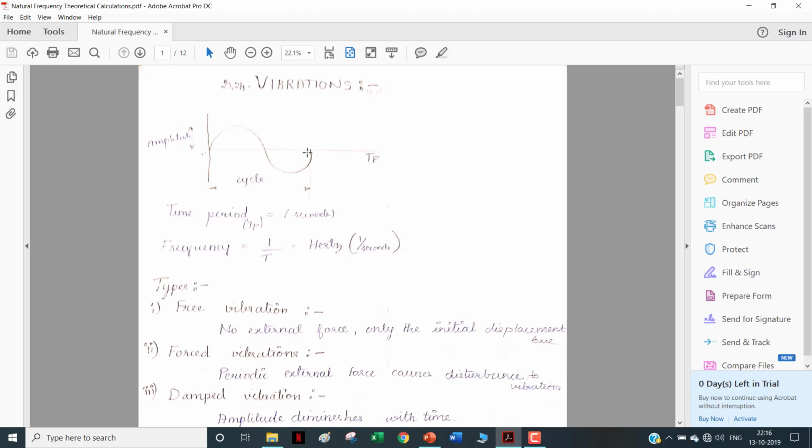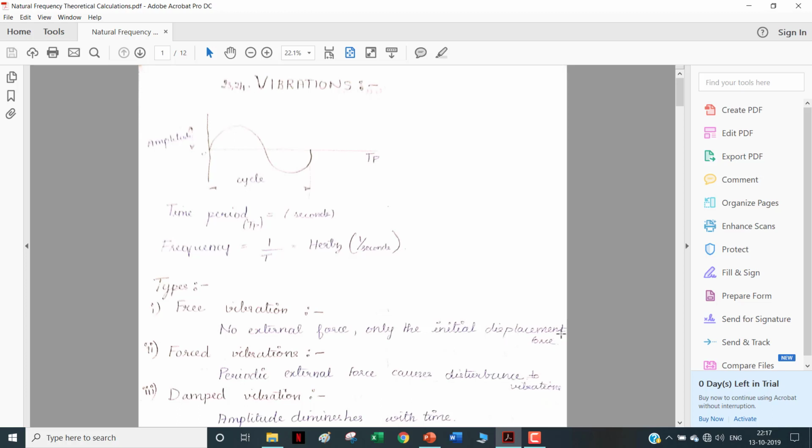Okay, so this is a basic introduction about vibration. Based on the types of vibration, we can classify into free, forced, and damped vibrations. Vibration is a motion, basically, right? And any motion requires a force to be set up. In order to have a motion, you need to have a force. Free vibration is where you have no external force, only the initial exciting or displacement force.